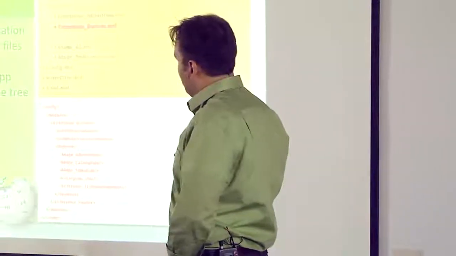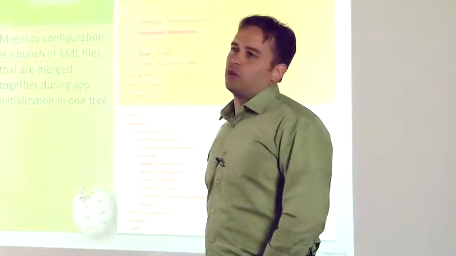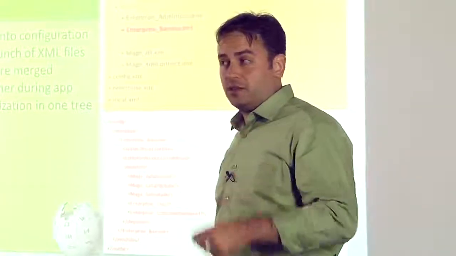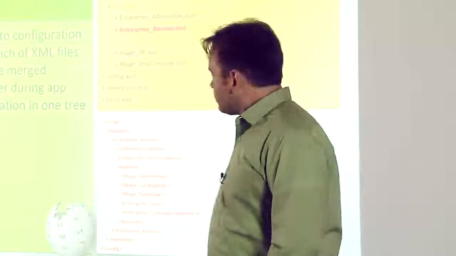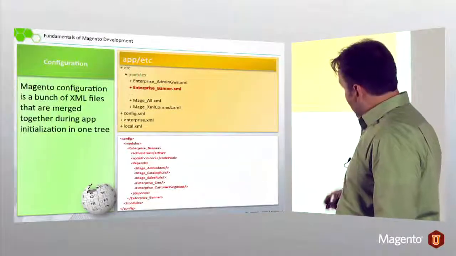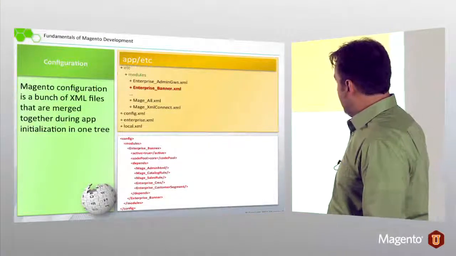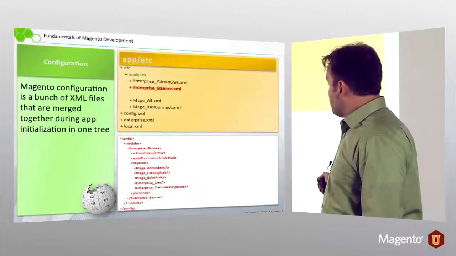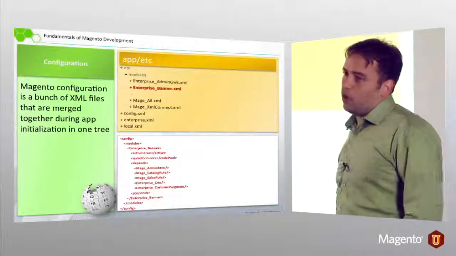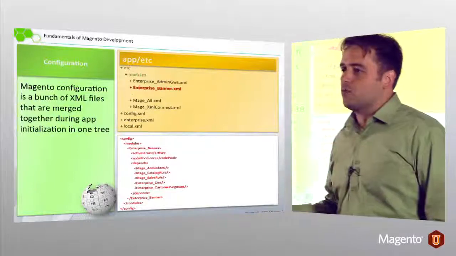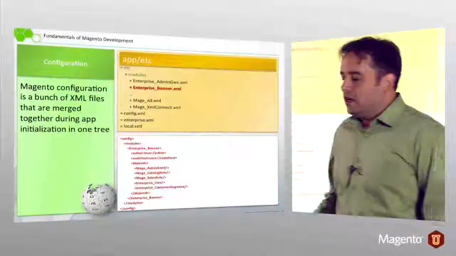First, we look in app etc modules. Well, actually, not first, but outside of some core configuration files like your local.xml under app etc. There's also config.xml and enterprise.xml. But in app etc modules, we have what are called either module registration files or module activation files.